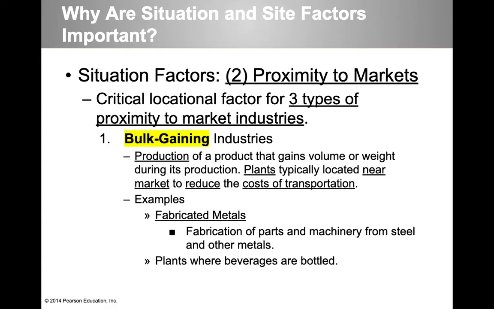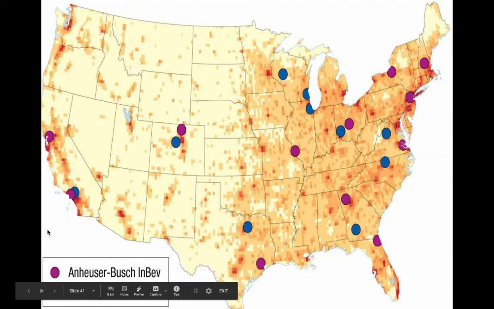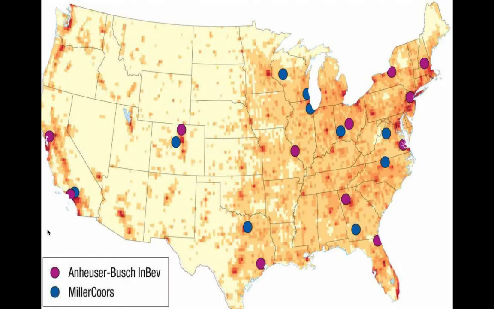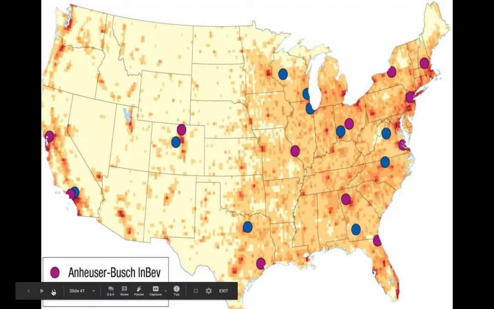Fabricated metal is the fabrication of parts and machines from steel and other metals. Fabricating metals are located near markets because they can use scrap metal, and scrap metal is abundant. So when you're creating the bulk gaining fabricated product, it's much heavier near the market. Beverage bottling too is going to be near markets where they fill the bottle to add weight, and so it's cheap in transport near markets.